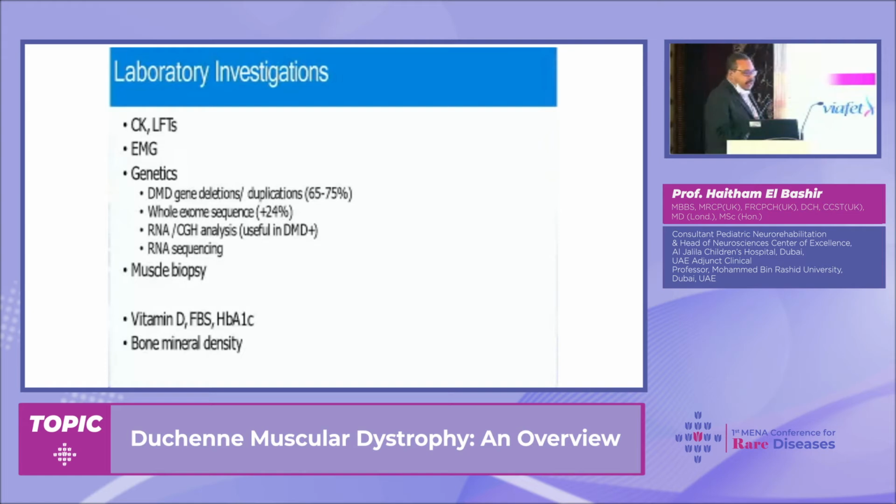And as they are normal children, you want to make sure that the vitamin D level is okay, the fasting blood sugar, hemoglobin A1C, especially if they're on steroids, as well as checking their bone mineral density. Now in our clinic, those patients are being referred straight to the endocrinologist for monitoring of their steroid use.